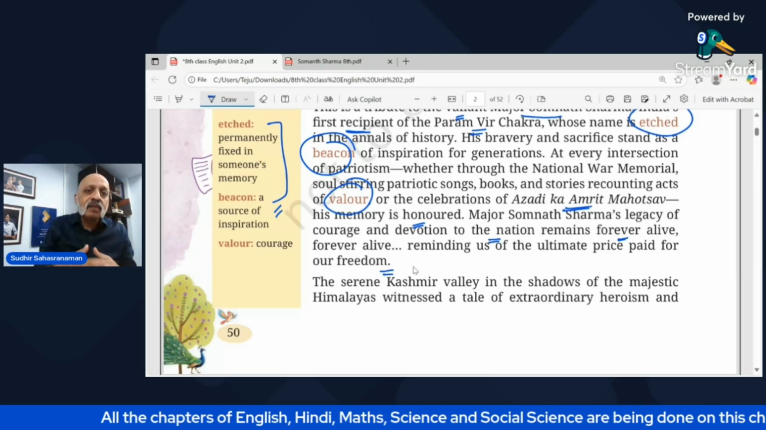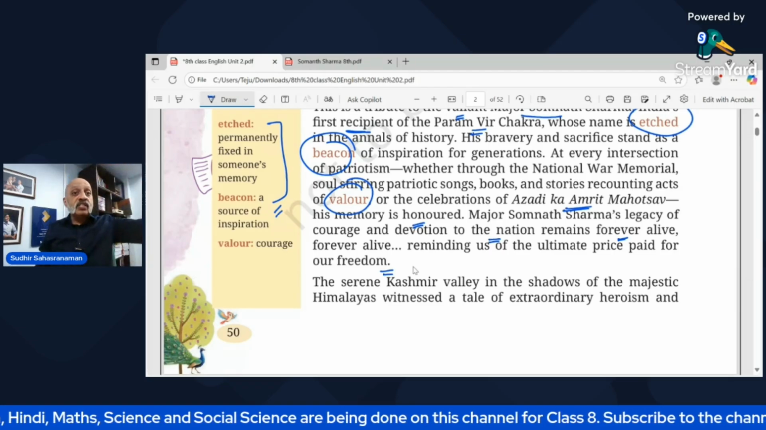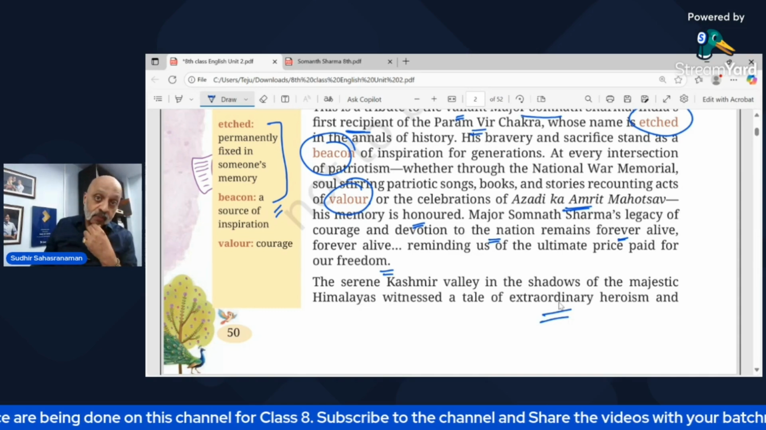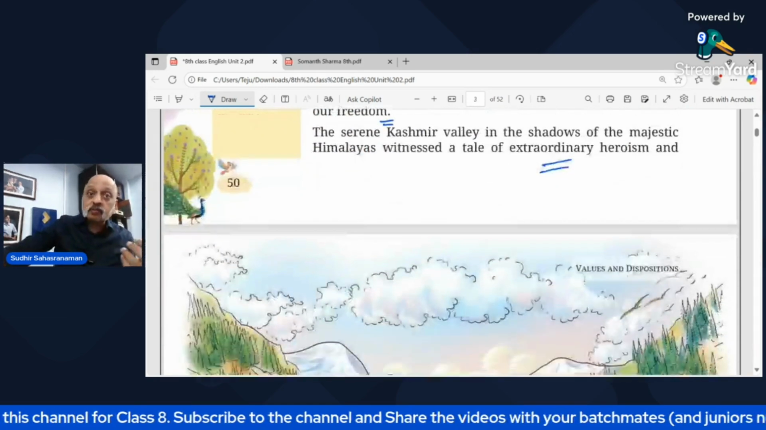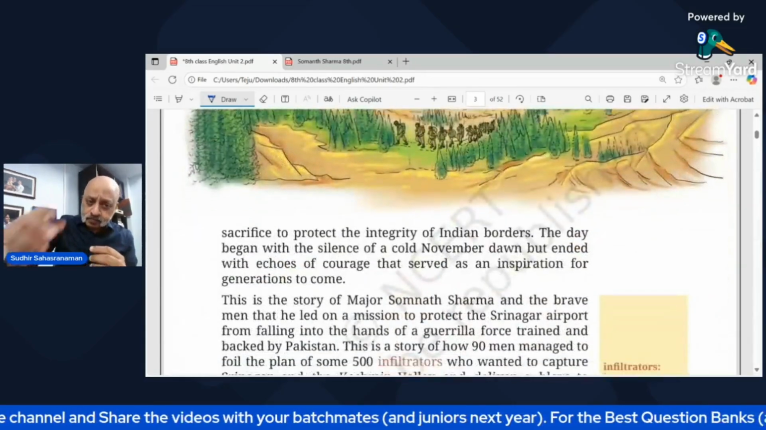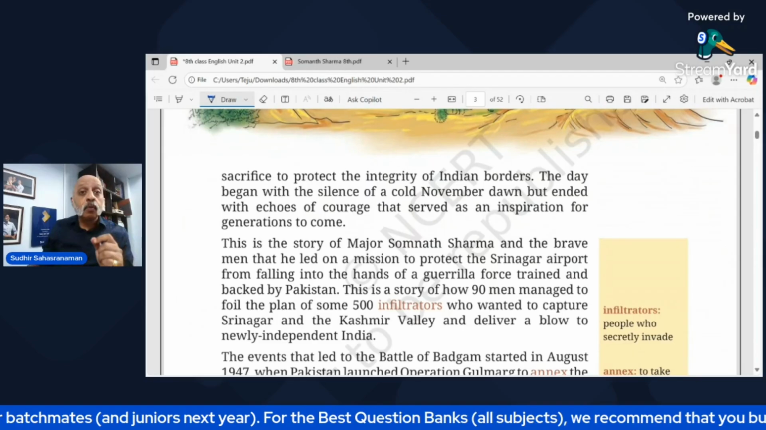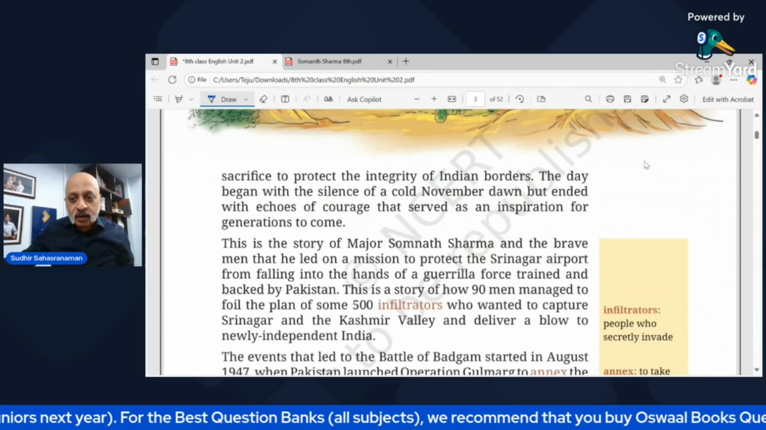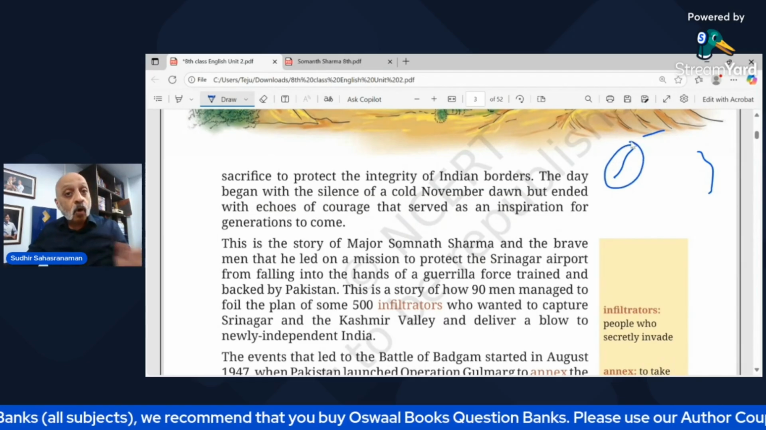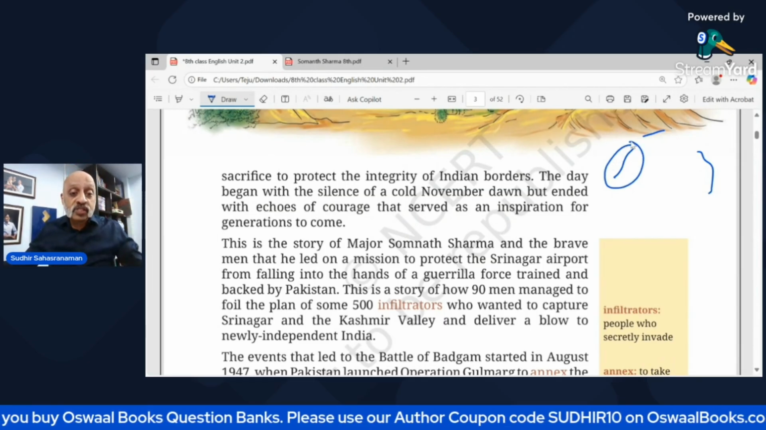So the serene, which means very peaceful, beautiful Kashmir Valley in the shadows of the majestic Himalayas, witnessed a tale of extraordinary heroism, right? Of heroism, what Major Somnath Sharma did, right? You can see the scenery out here. He made a sacrifice to protect the integrity of the Indian borders. Integrity means if the British had decided that these are going to be the borders of India, then to ensure that the borders were not changed by the enemies, he made a huge sacrifice.